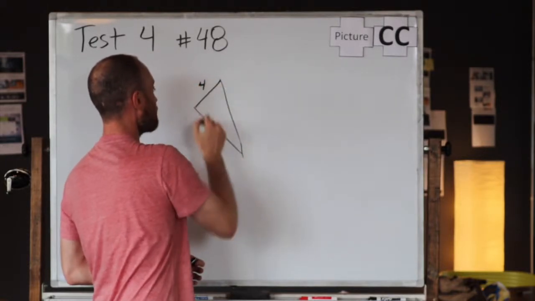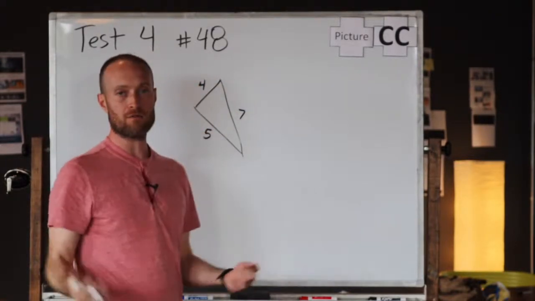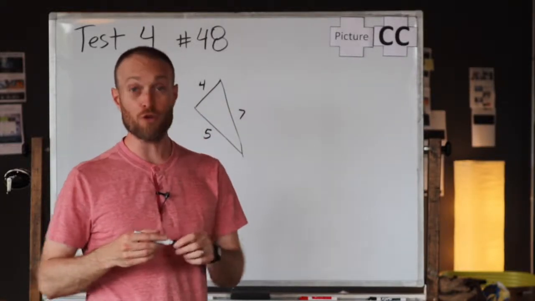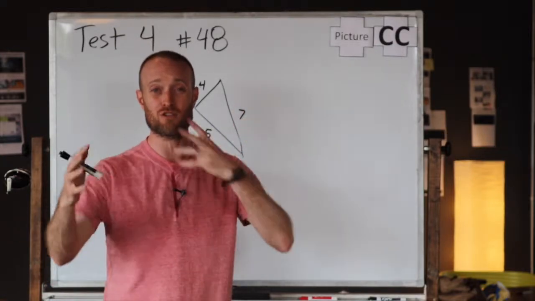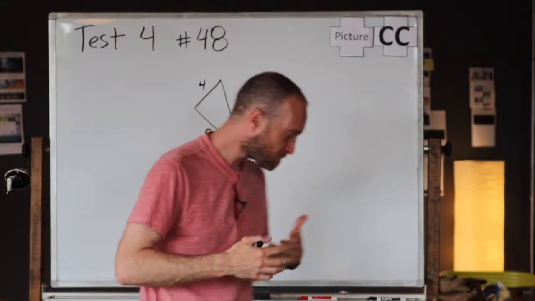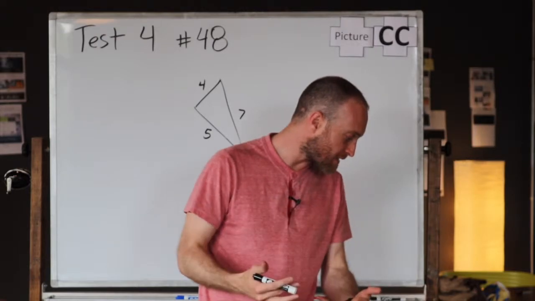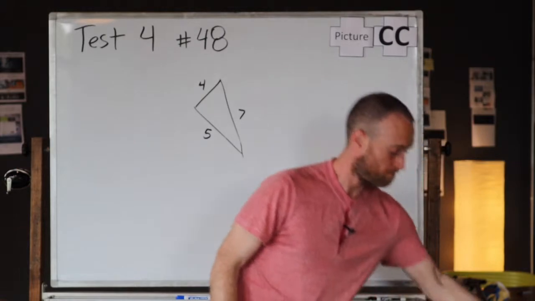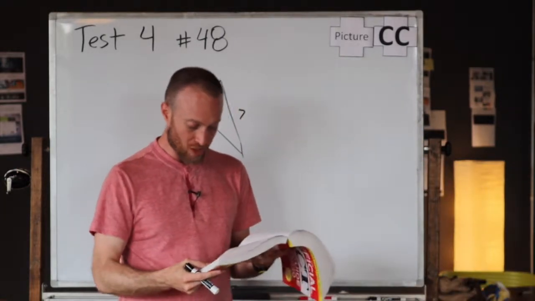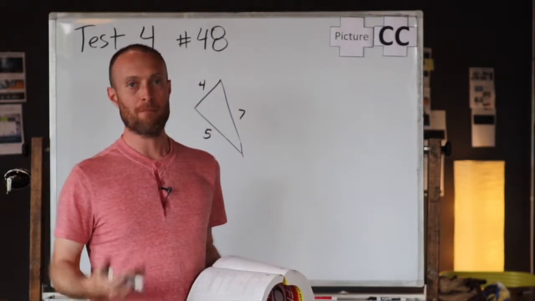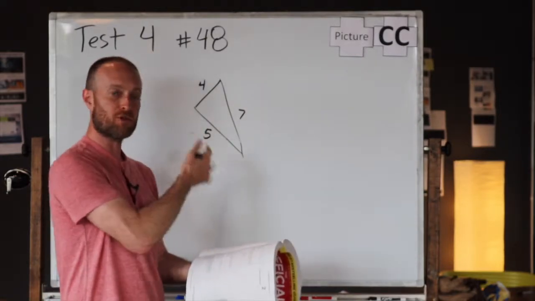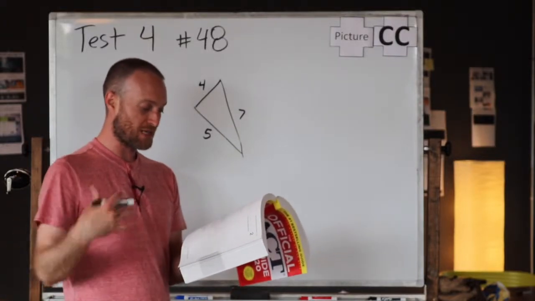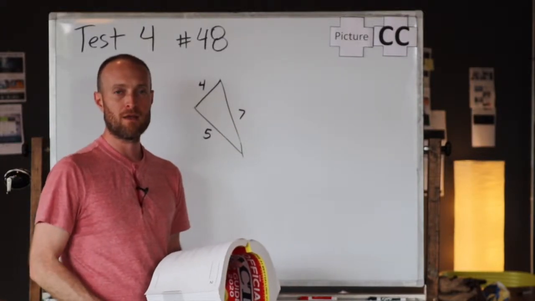Let's call this 4, 5, and 7. Obviously, this is the longest side, so I'm making it 7. It could have looked very different. I don't know if this is what the triangle looks like. I'm just getting an image to start working with for this question. Ultimately, what they're asking is the classification of this triangle. The question says, which of the following descriptions best classifies this particular triangle? Scalene acute, scalene right, scalene obtuse, isosceles obtuse, isosceles right.